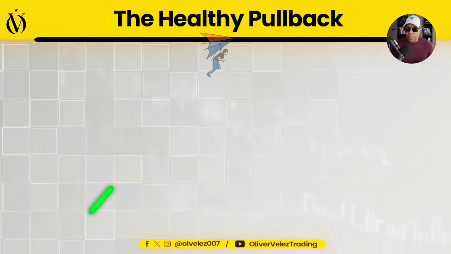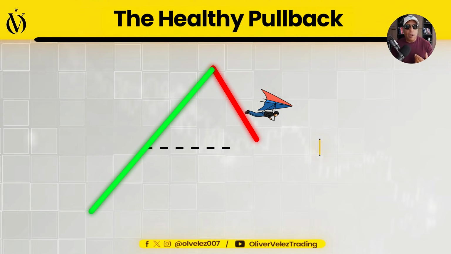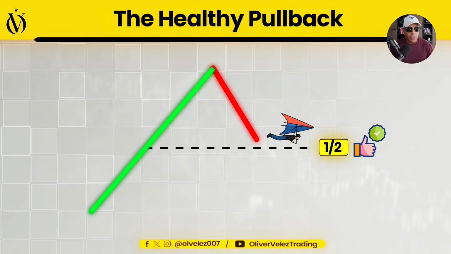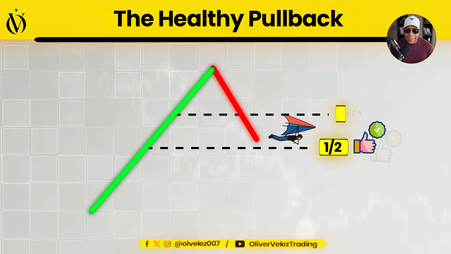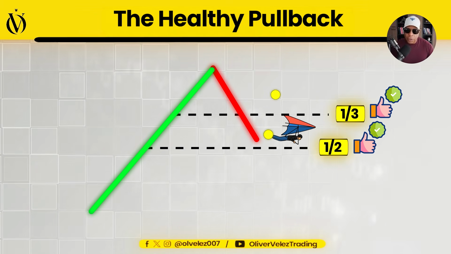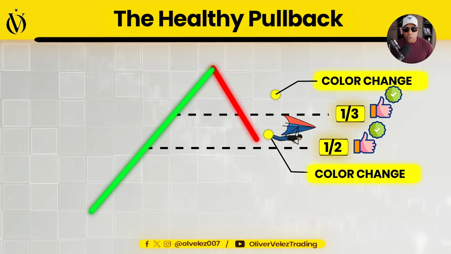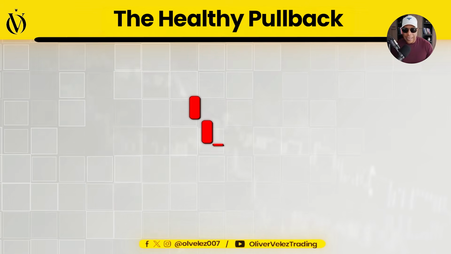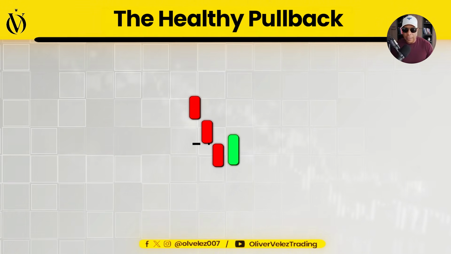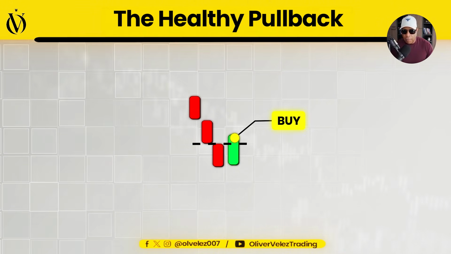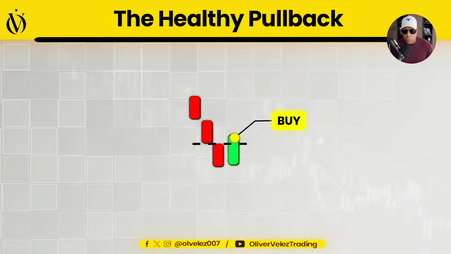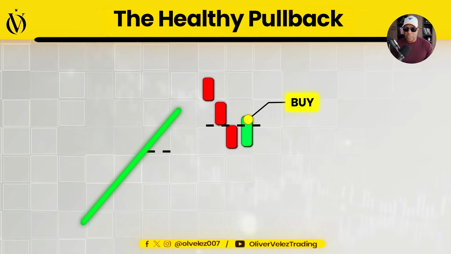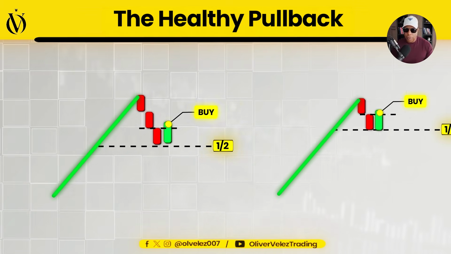If this drift remains anywhere above the halfway mark, you're good. So what are you buying here or there? You're buying the color change. You're buying the first time a red bar gets taken out by a green bar. Boom, right there. There's your buy, right above the high. Boom. That's what you want to see here or there.